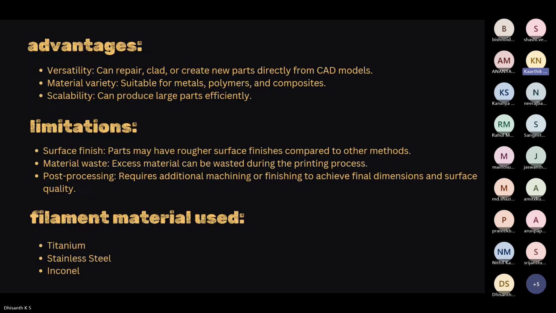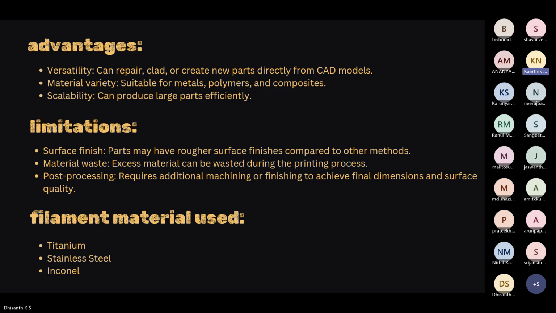Advantages are versatility: it can repair parts or create new parts directly from CAD models. Material variety: suitable for metals, polymers, and composites. Scalability: can produce large parts efficiently. Limitations are surface finish. The parts may have rough surface finishes compared to other methods. Just like FDM, here we can also see some visible layers on the end products.